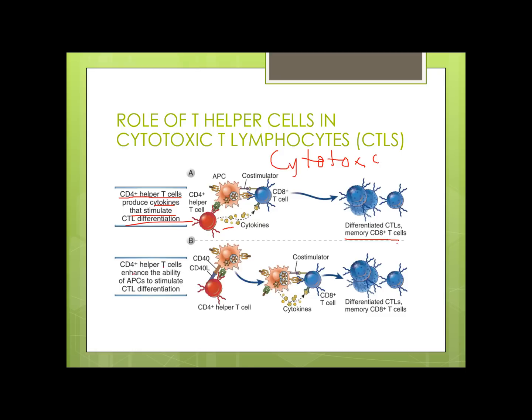Another one is when your CD4 positive helper T cell would enhance the ability of APCs to stimulate differentiation. So instead of directly helping them in differentiation, it uses the APCs. So gagawin ni CD4 positive, it would assist the antigen presenting cell to stimulate CTL differentiation. So dalawang ways class siya pwedeng makahelp sa CTLs nyo in differentiation. It could directly stimulate CTL or it could use APCs to stimulate CTL differentiation.